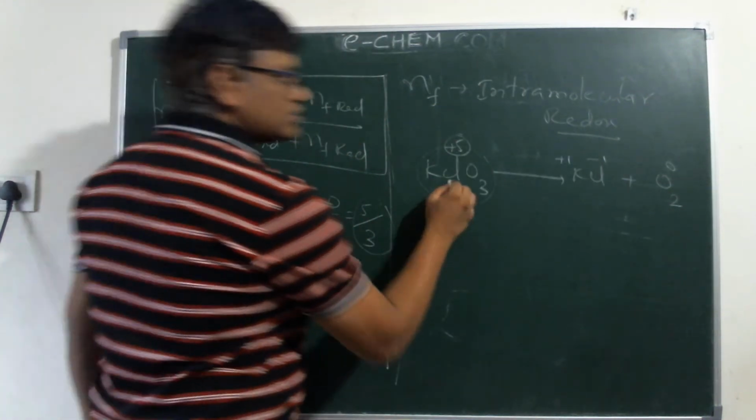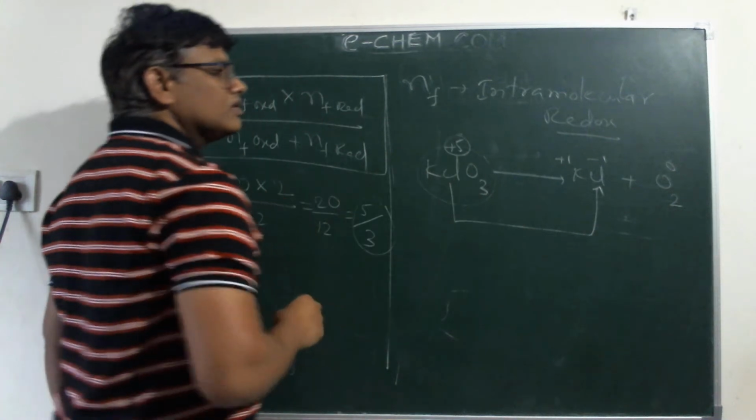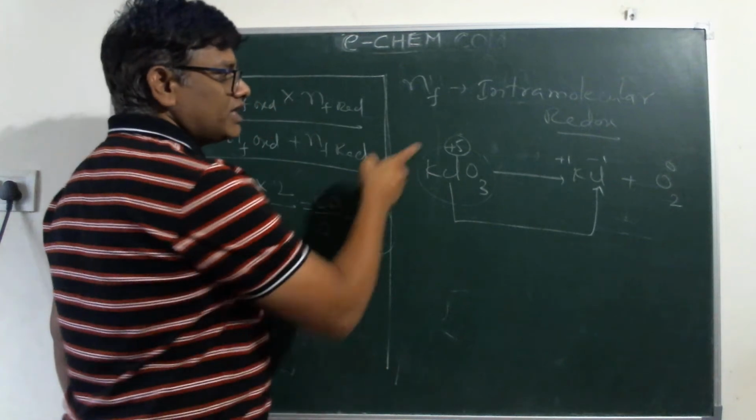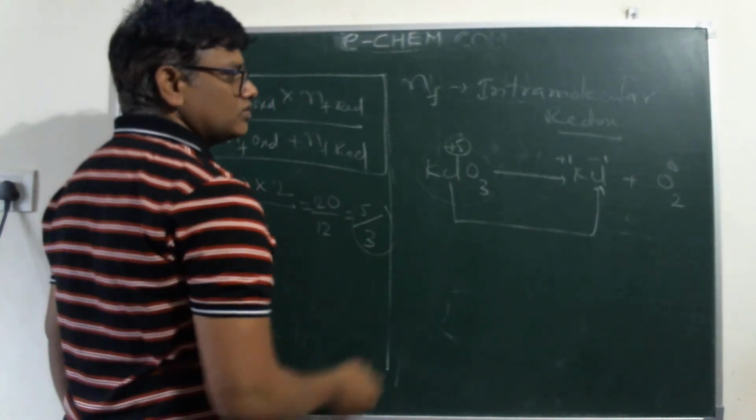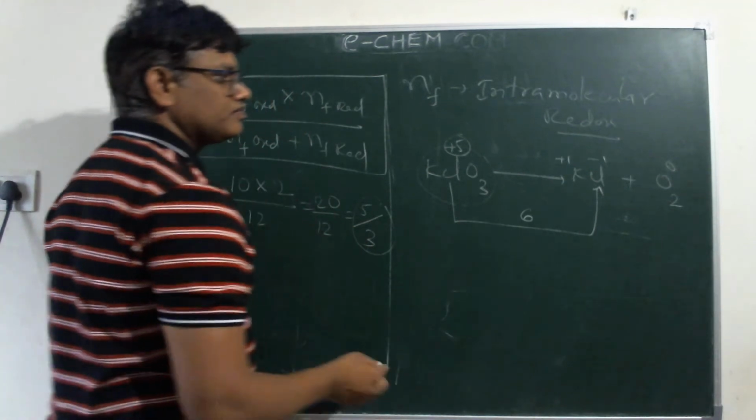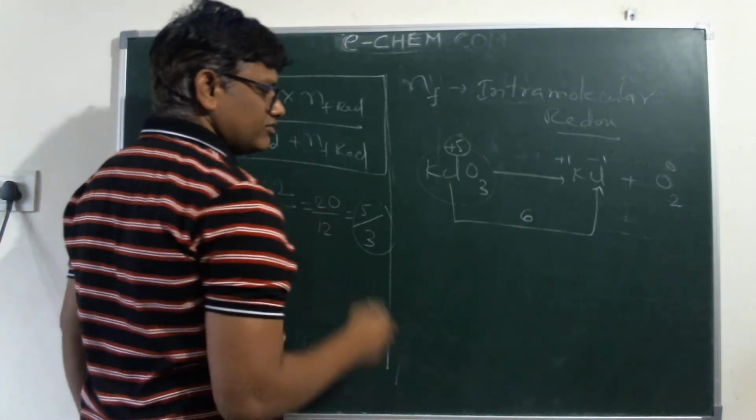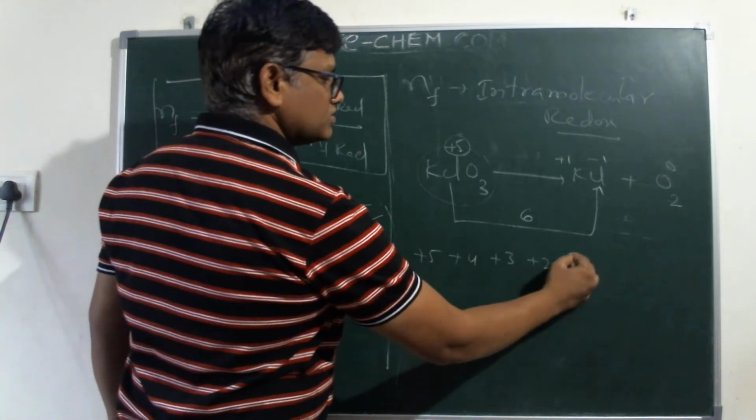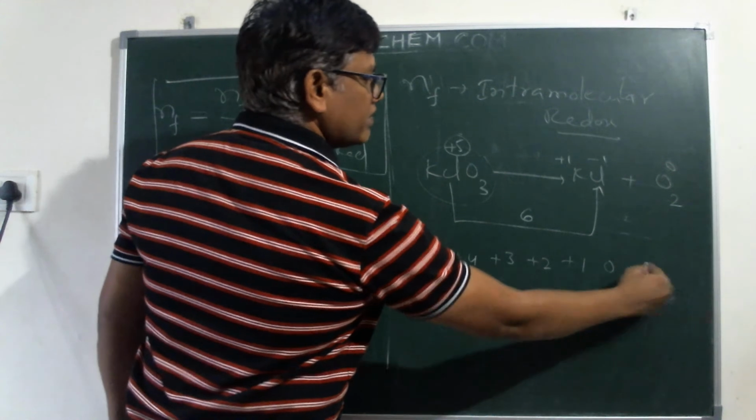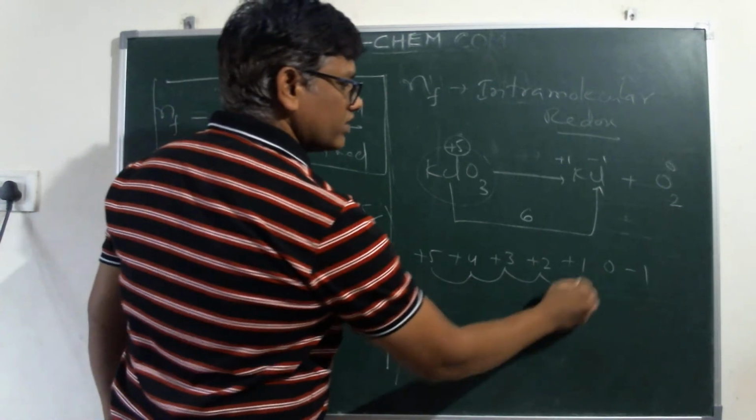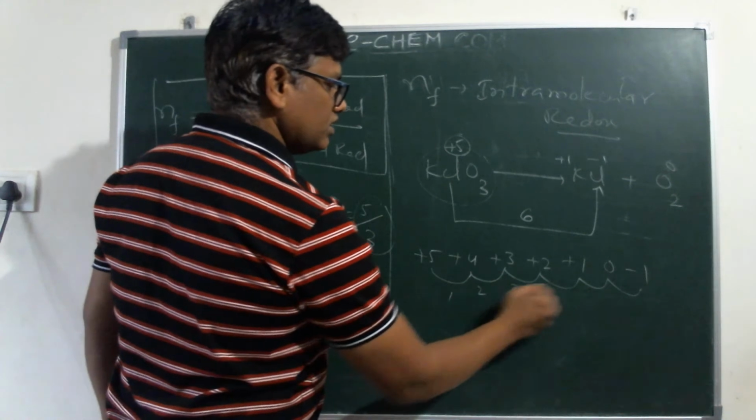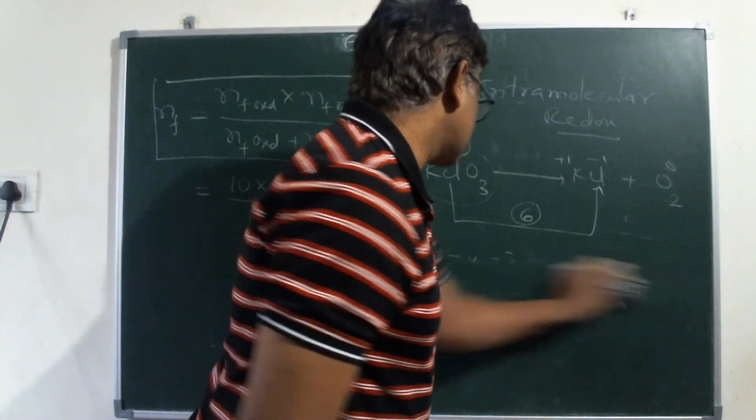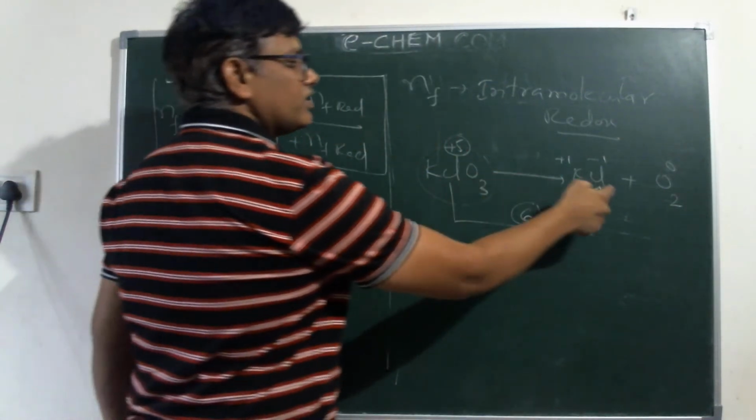Change of oxidation state, from this chlorine to this chlorine, +5 to -1. So the total change for this will be 6. If you want to see one shortcut method, I will tell you: +5, plus 4, plus 3, plus 2, plus 1, 0 and minus 1. See how many units are changed. That's it: 1, 2, 3, 4, 5 and 6. That's what I have taken as 6. 6 units are changed here, the oxidation state from this chlorine to this chlorine.